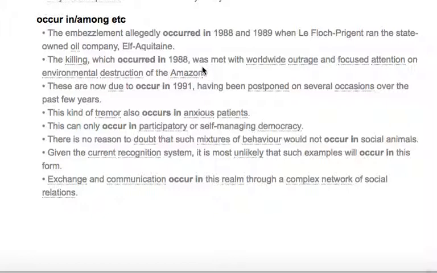The killing, which occurred in 1988, was met with worldwide outrage and focused attention on environmental destruction of the Amazon. Look at the commas. The killing, comma, which occurred in 1988, comma. Remember, when there's two commas, I can lift this part of the sentence out and I can put it back in again. It's extra information for the reader.